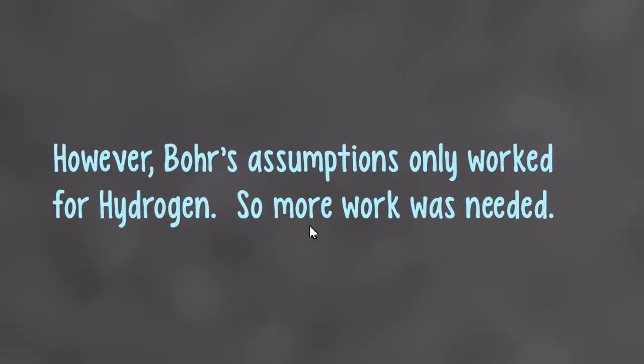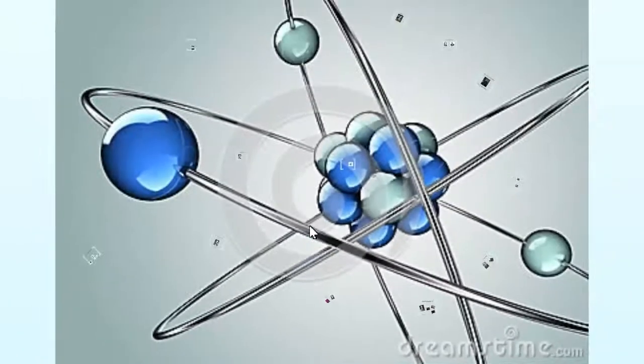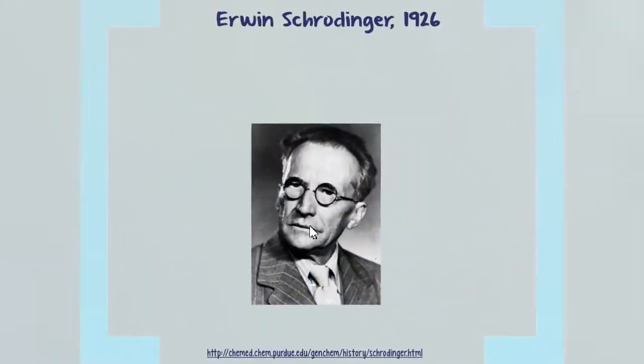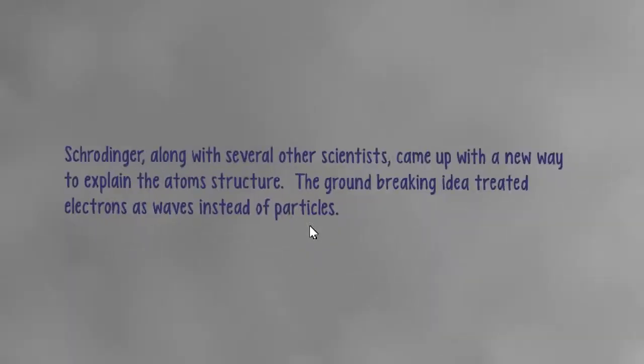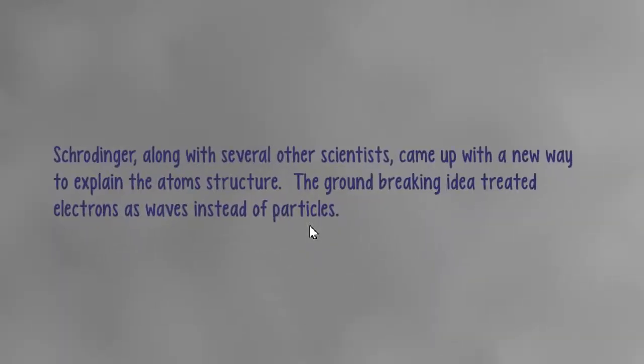Okay, but the problem is Bohr's assumptions only worked for hydrogen, only. So he knew more work was needed. So along the way, we get to Erwin Schrodinger. And what Erwin Schrodinger and his contemporaries, Heisenberg and a few others, figured out is that, yes, in fact, we had to look at the atom from a different point of view. We couldn't use classical physics, that classical Newtonian physics. We had to look in a different direction. And so we looked at electrons as waves instead of a discrete particle.